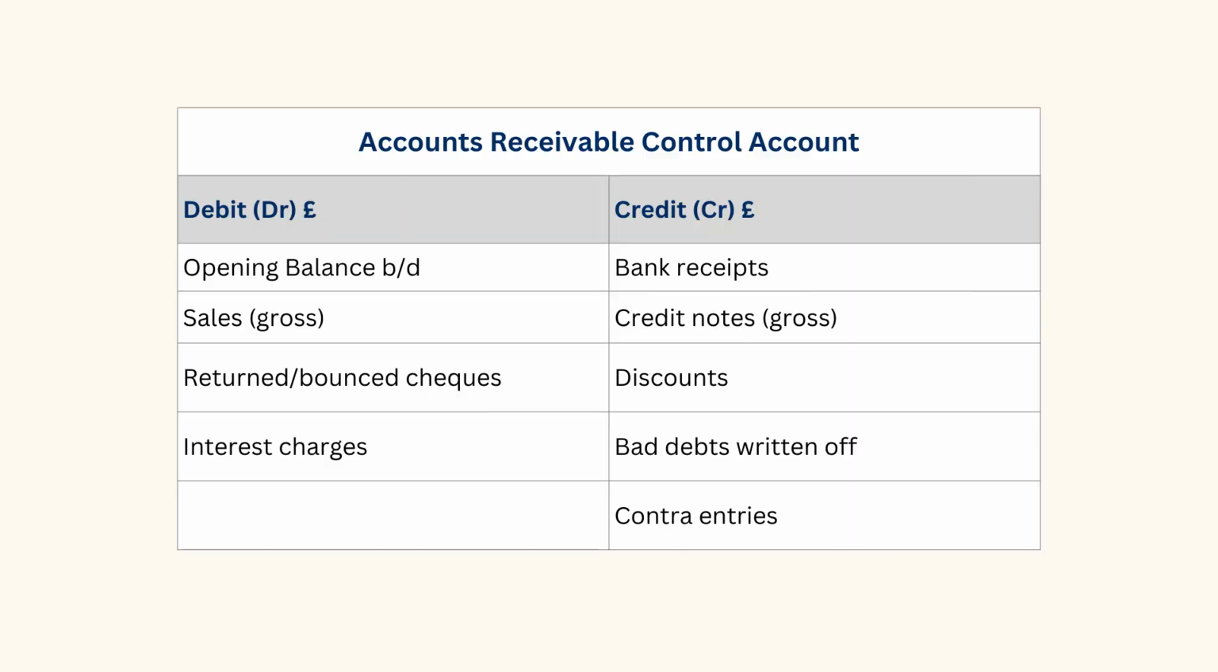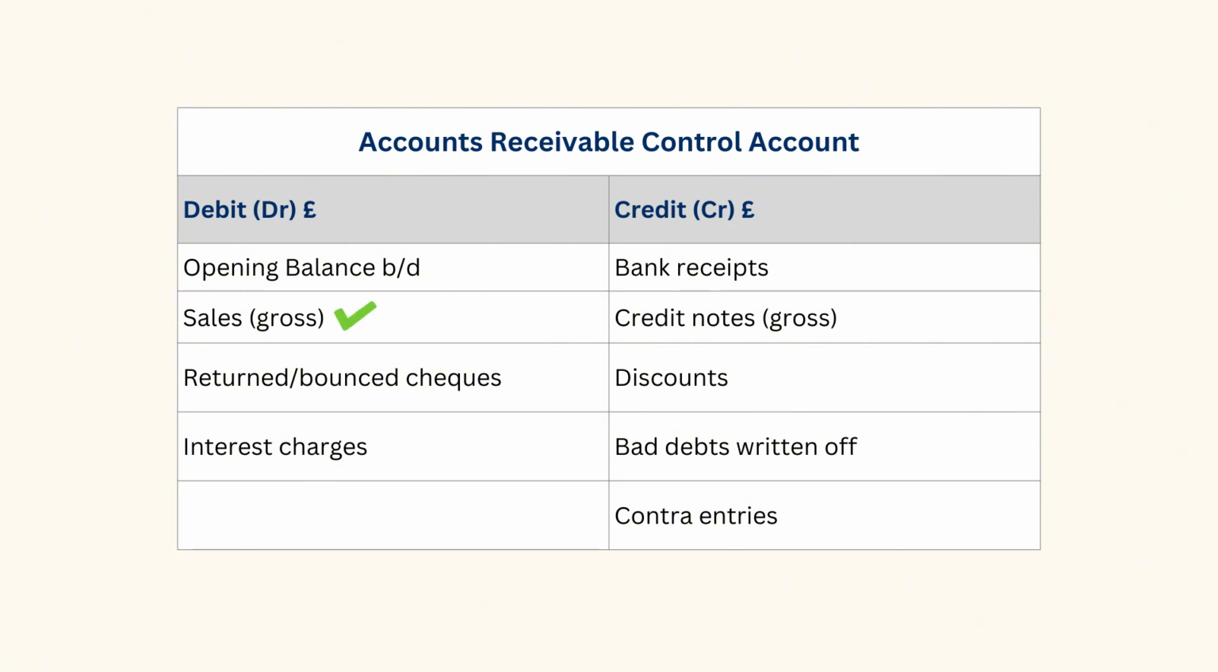Let's look at the specific items that appear inside the Accounts Receivables Control Account. Each line in this table shows a different type of transaction that either increases or decreases the amount owed by customers. The debit side shows anything that increases the amount customers owe. The credit side shows anything that reduces the amount customers owe. Opening balance brought down is the amount customers already owed at the start of the period. It appears on the debit side because accounts receivable is an asset, and assets normally carry debit balances.